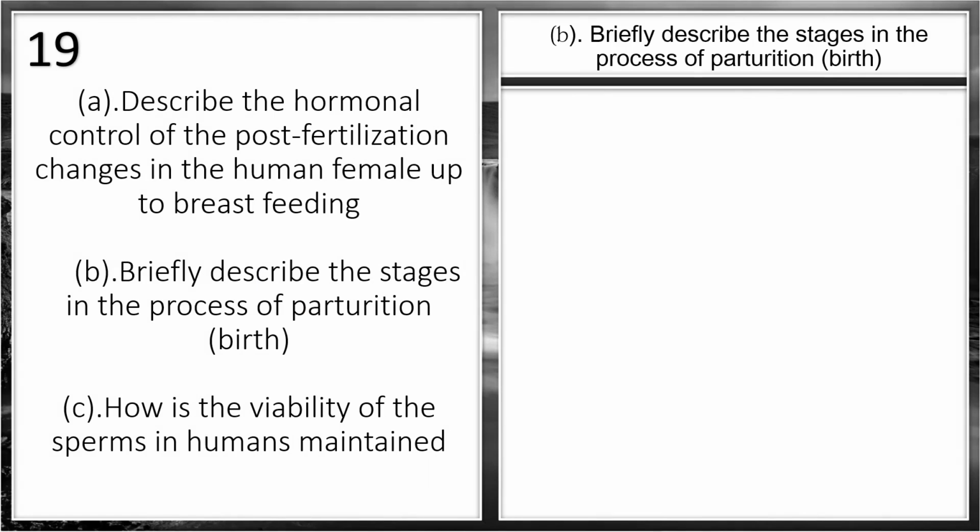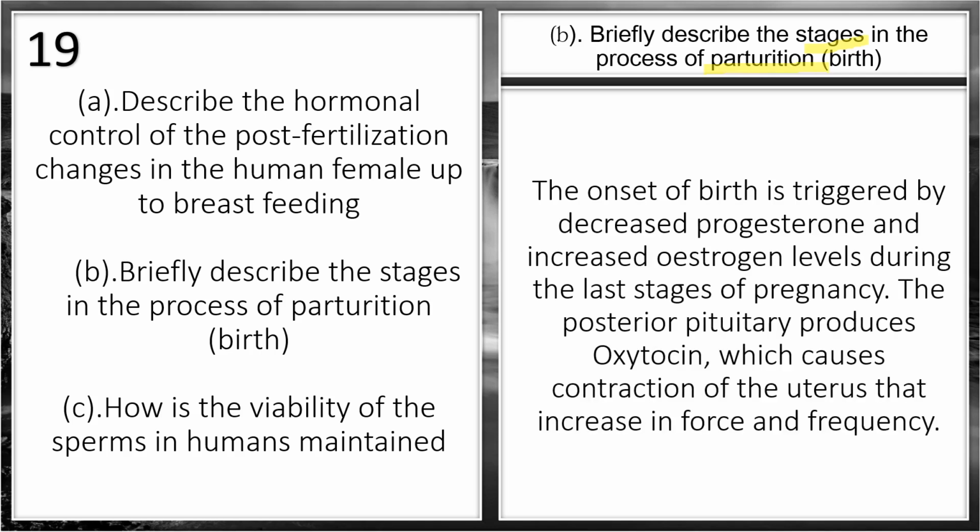Part B. Briefly describe the stages in the process of parturition, that is birth. The onset of birth is triggered by the decrease in progesterone and increased oestrogen level during the last stages of pregnancy. The posterior pituitary produces oxytocin, which causes the contraction of the uterus that increases in force and frequency.